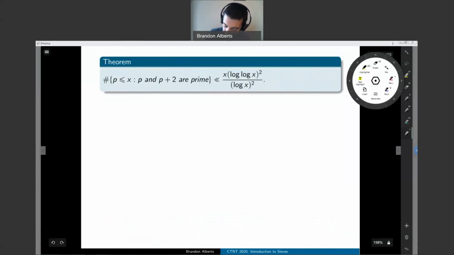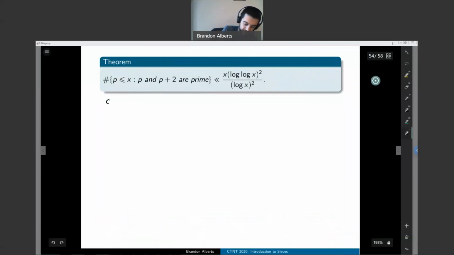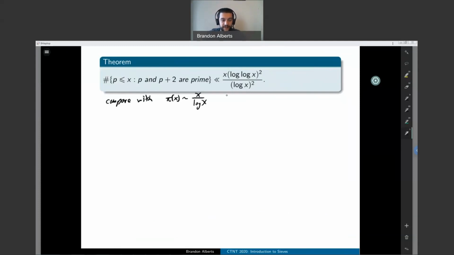Remember, the prime number theorem says that the number of primes is asymptotic to x over log x. So for twin primes, the denominator is bigger by a whole other factor of log x, and we only made the numerator bigger by a double log of x, which is smaller than any power of log x. Okay, so let's see how we get this in Brun's sieve.